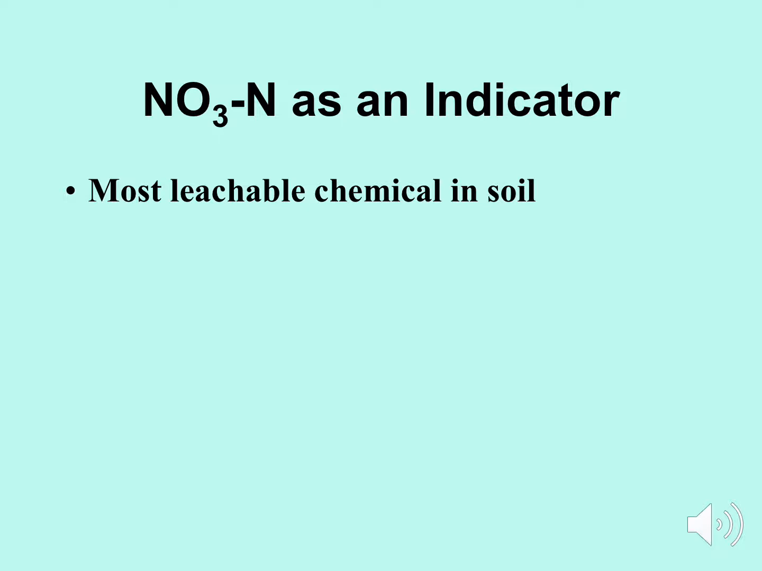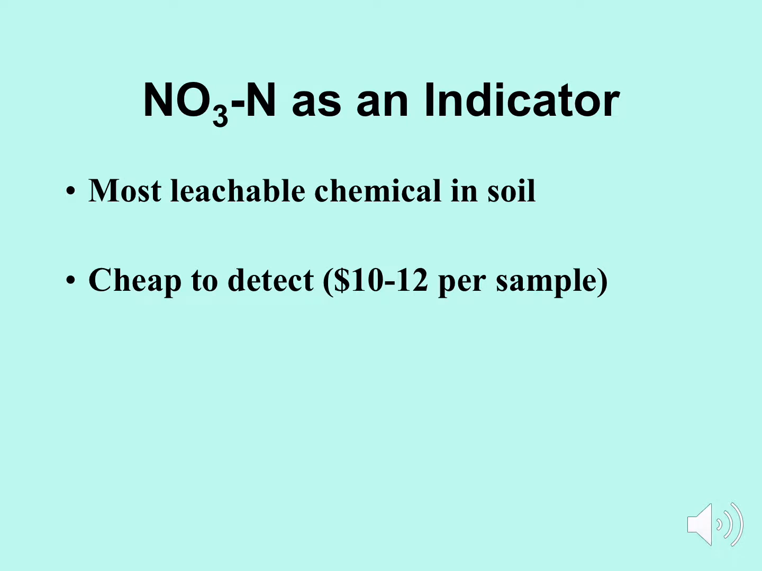The other reason why it's a good indicator is because it's relatively easy for us to determine nitrate levels in groundwater. It's cheap to detect. An analytical laboratory would probably charge you a minimum of $10 to $12 per sample, which is a relatively reasonable cost. For instance, if we were looking for a particular pesticide in groundwater, the analysis for that pesticide would range anywhere from $100 to $300 per sample. So you can do a lot of nitrate samples compared to other contaminants.